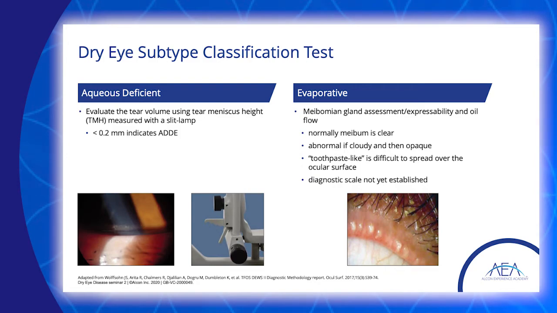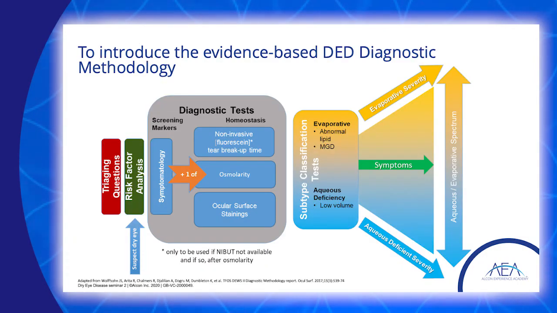A high percentage of patients are likely to suffer mixed dry eye, which will be indicated by a low tear meniscus height and meibomian gland dysfunction. In summary, the pathway recommended by TFOS DEWS 2 will give a clear and consistent diagnosis of aqueous deficient dry eye, evaporative dry eye or mixed dry eye disease, which we as eye care practitioners will be able to do in practice, giving the patient the right treatment plan without referral.